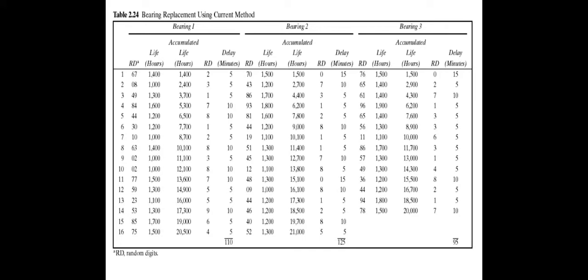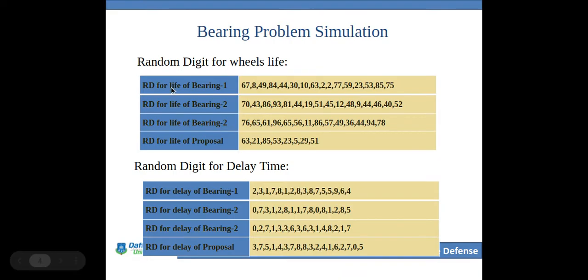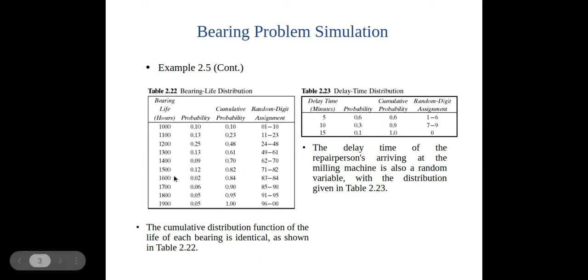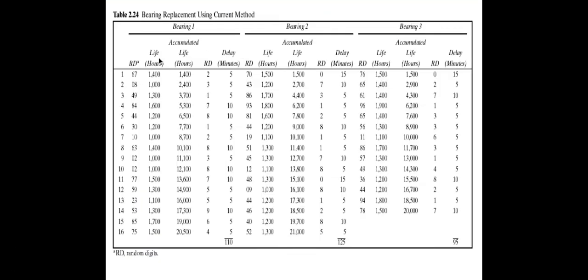In one case, we will consider 20,000 hours of this simulation. So for each of the bearings, we will consider a minimum of 20,000 hours. Here is the random digit column for bearing 1 found from these columns, this is the random digit for bearing 2, this is the random digit for bearing 3, and they give the life hours columns, and this is the cumulative life hours column.